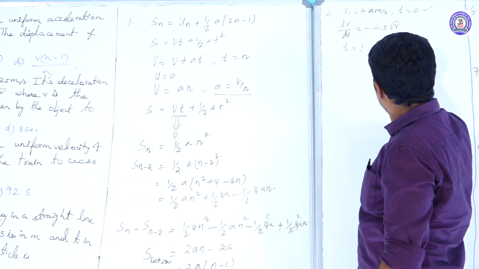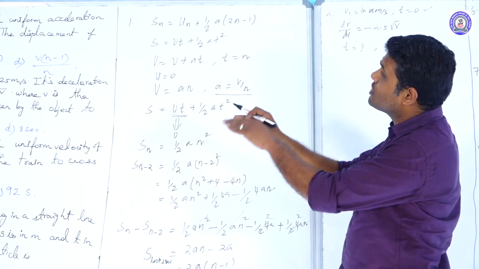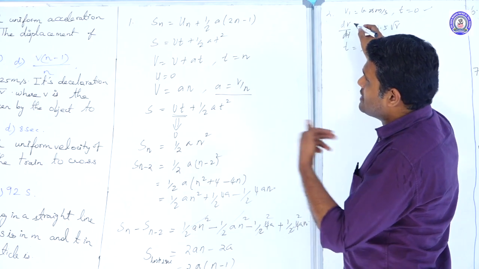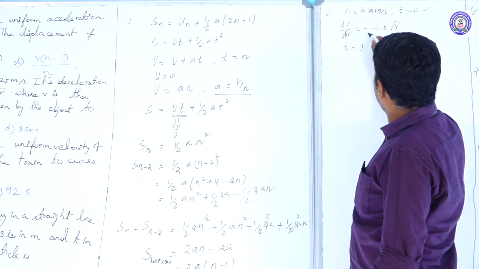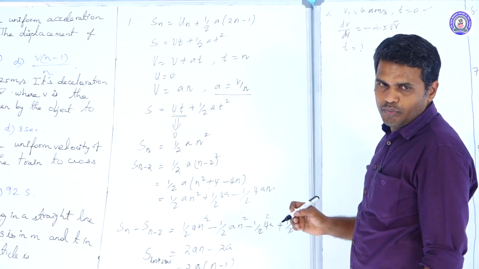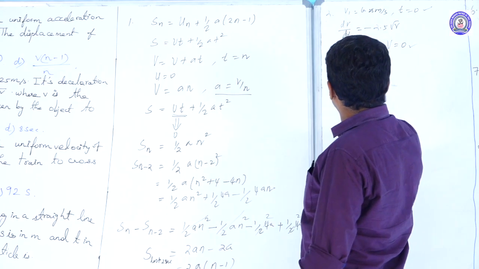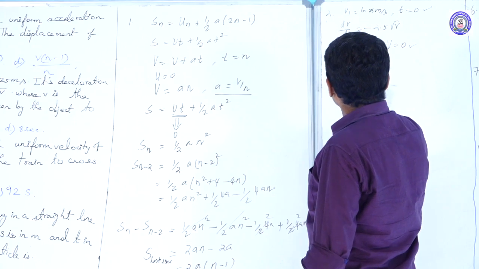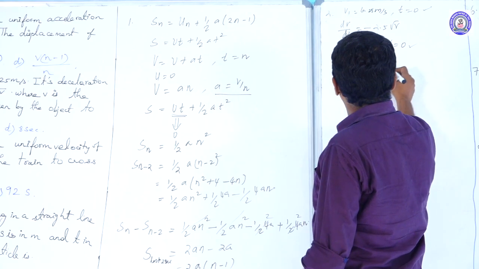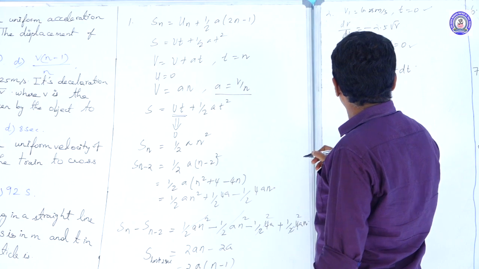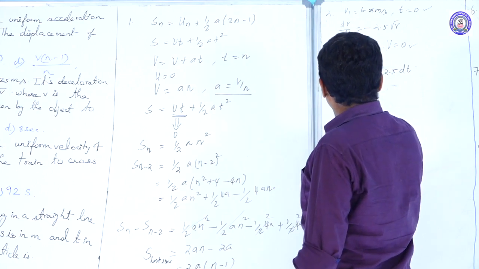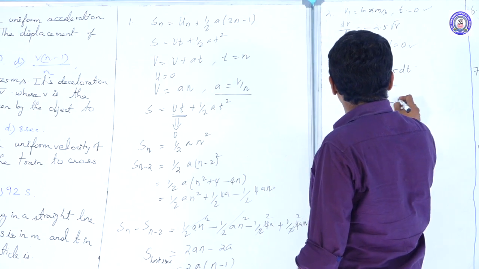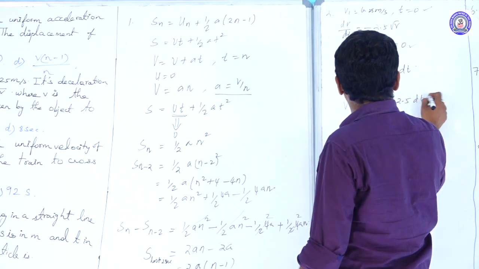At what time will the velocity become 0? Meaning the motion ceases, the motion stops. And they have given that the deceleration is taking place at the rate of dv by dt equals minus 2.5 into root v. First you simplify this expression. dv divided by root v is equal to minus 2.5 dt. I can write it as v power minus half into dv equals minus 2.5 dt.